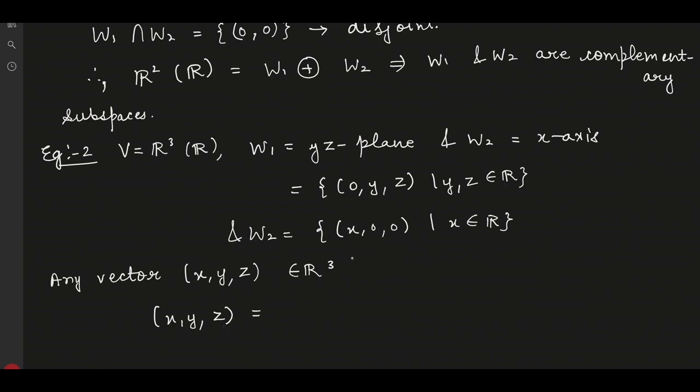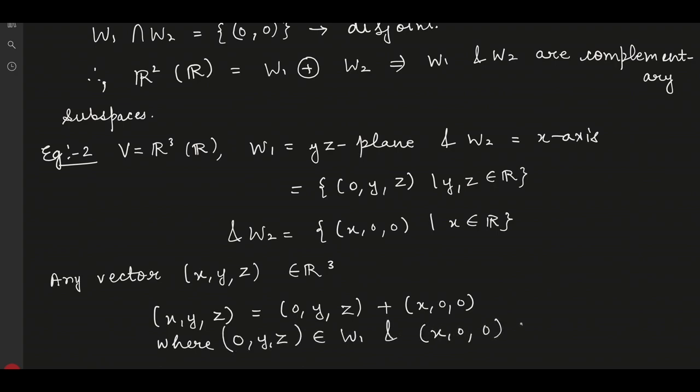W2 can be written as x 0 0. I can simply add both the terms, then I am getting this. Yes, simply this, where 0 y z, this element belongs to W1, and x 0 0 belongs to W2.